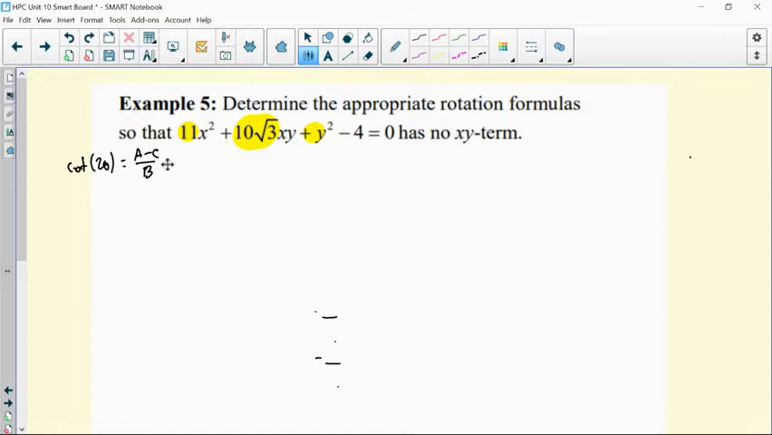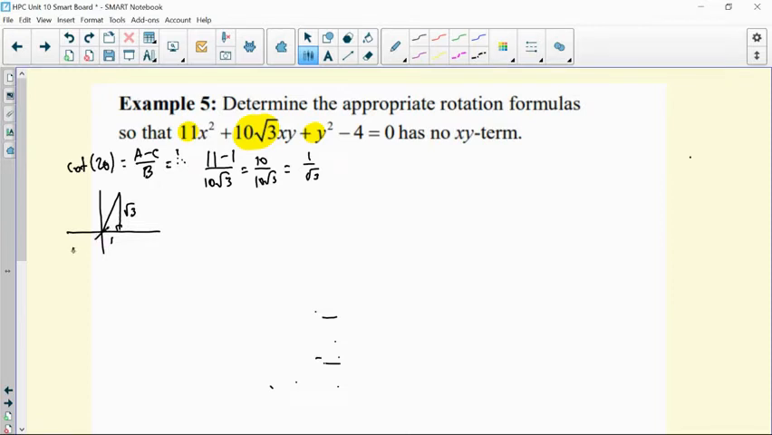So let's see. So we get the cotangent equal to 11 minus 1 over 10 root 3, which is 10 over 10 root 3, or 1 over root 3. So now we know that 2 theta would have a ratio of 1 to root 3. So 1 to root 3. That's, remember, what 2 theta represents.